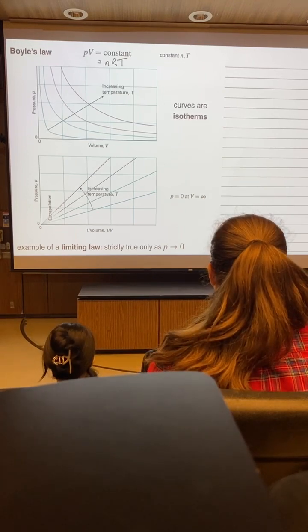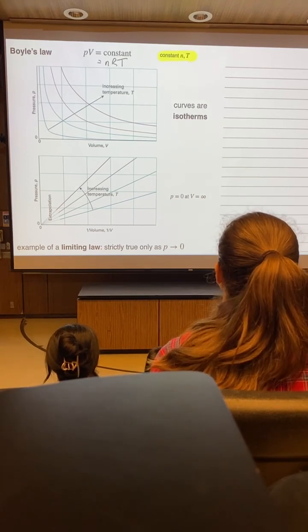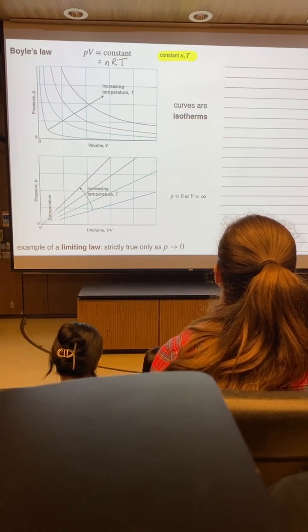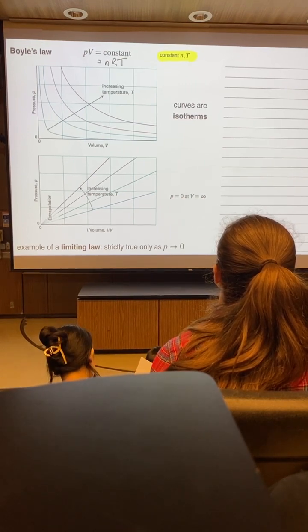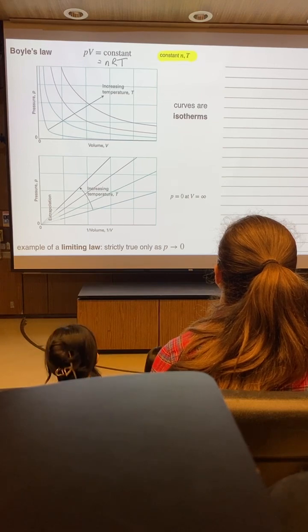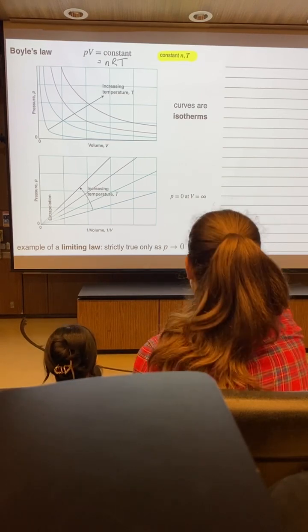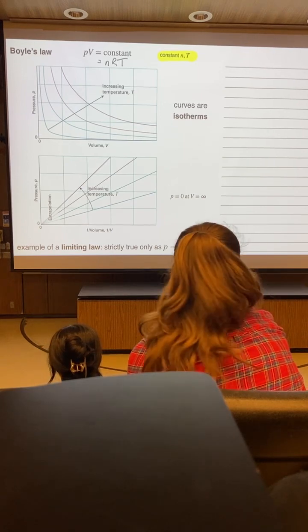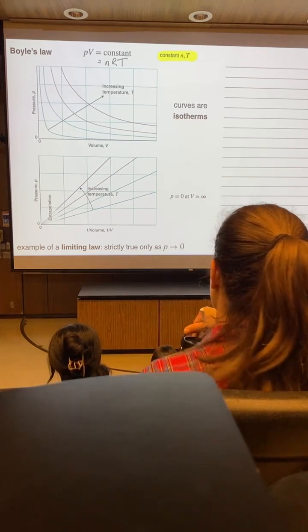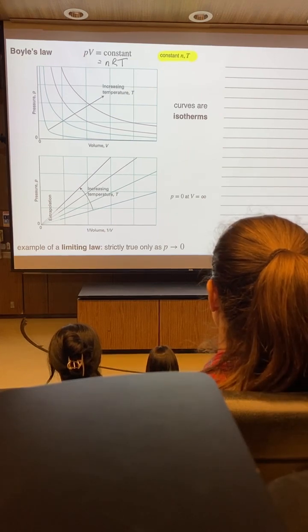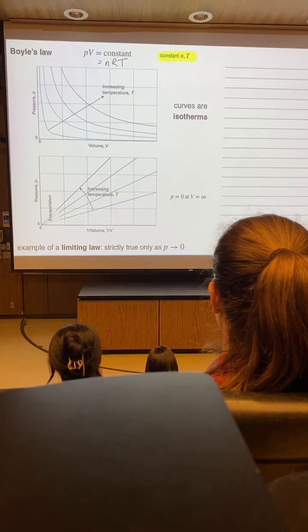And I'll just highlight what we're holding constant. Constant amount of substance. Everything I'm going to show you will have a fixed amount of substance. We won't add or remove any gas from our sample. But here, if we have a constant temperature, we can see how pressure varies with volume. So each one of these lines in this upper graph corresponds to how the pressure varies as a function of the volume if we hold the amount of substance and the temperature constant.